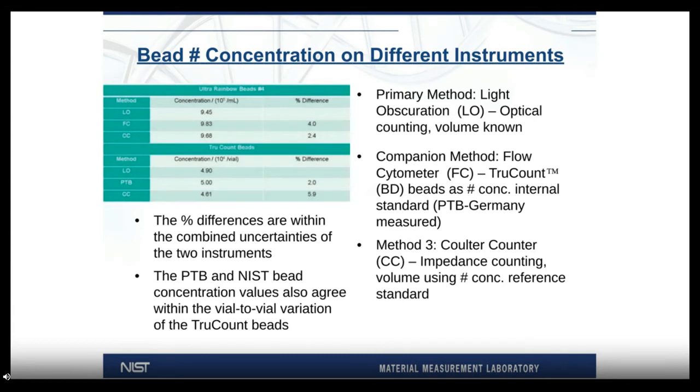We also use other techniques to support these measurements, kind of as a reality check. We always use flow cytometry to back up the light obscuration measurements. We used true count beads as an internal standard in that case, and we've also used a Coulter counter to compare measurements. And when we do compare the measurements, we find the values to agree within about 5%.